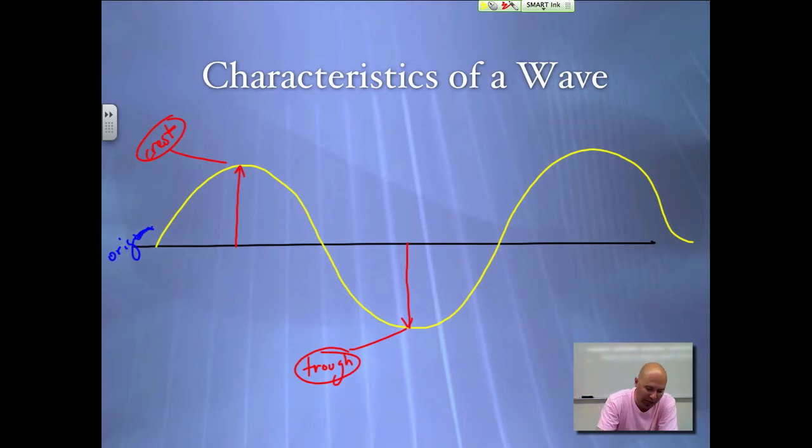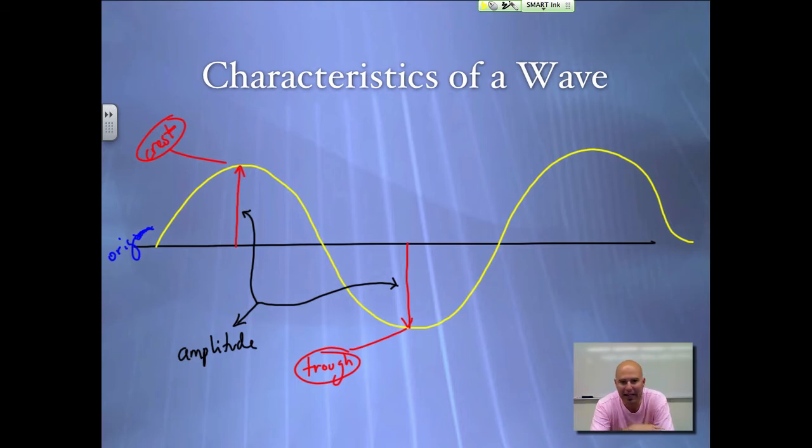And the way that we describe that is with what's called the amplitude. So this distance to the crest and this distance to the trough from the origin is the amplitude. So the amplitude of a wave. We're going to see what this amplitude means in just a second.